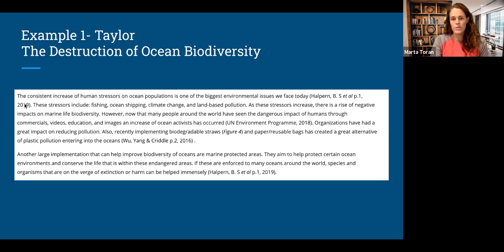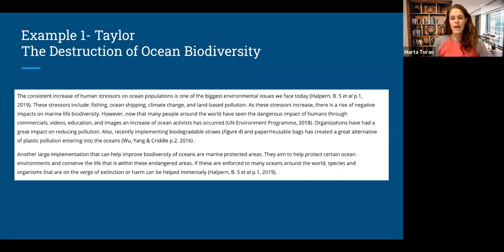So you only need to include the page number when you have a direct quote. So in this case, Taylor didn't have to include the page number, but you do need to include in parentheses the author of the study that makes this claim and the year of publication. If you find several articles that all make this claim, you could actually include them all in the parentheses. So just separate them by semicolons.